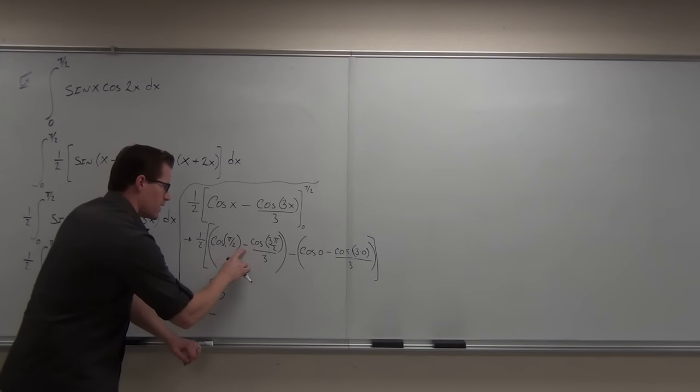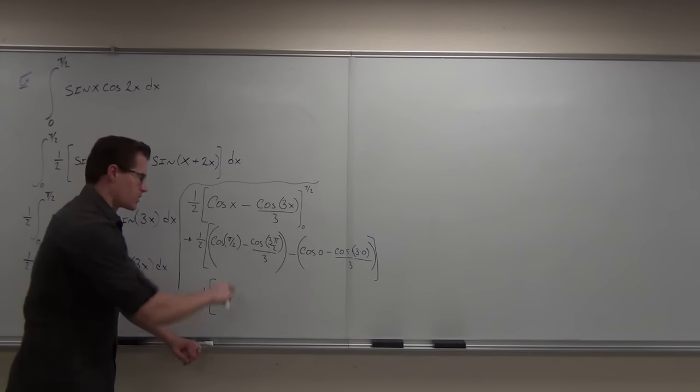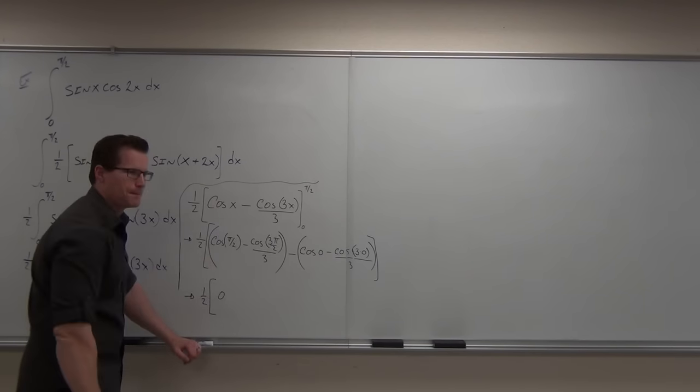0. Oh, sorry, cosine of 3 pi over 2. My bad. 0. Yeah. 0. 0 over 3. Big difference. Cosine of 0. Cosine of 0 is 1. This is also cosine of 0. 1. Minus 1/3. Don't forget about the 3. This is 1/3. You okay? Don't forget about the 3. This whole thing goes to 0.